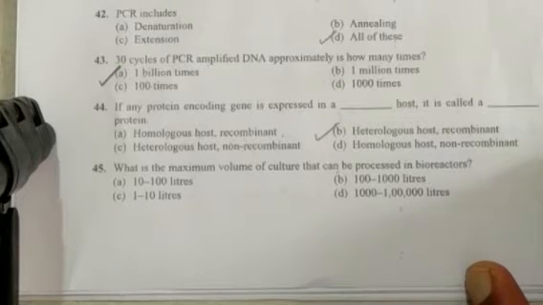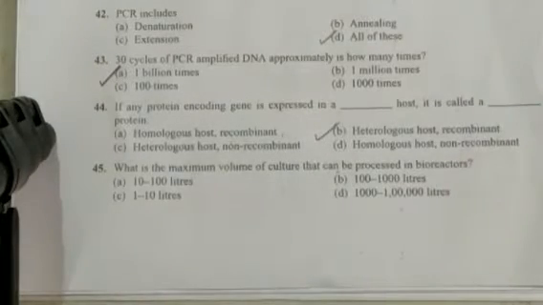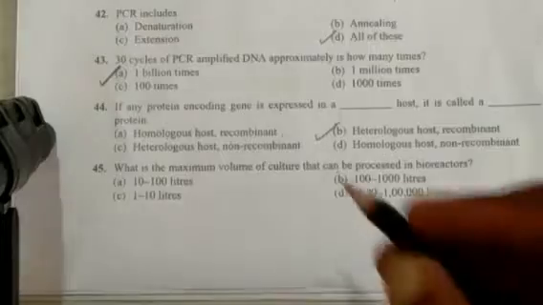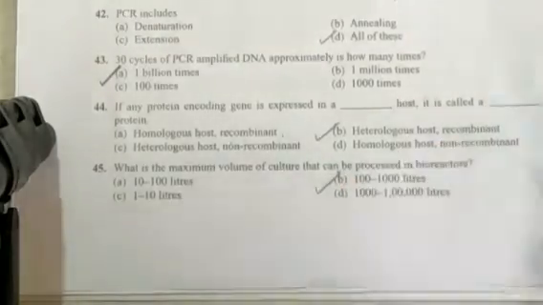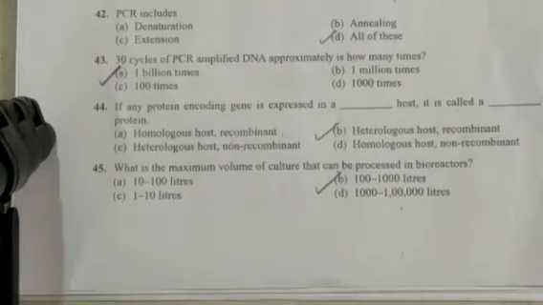Moving on to the next question. What is the maximum volume of culture that can be processed in a bioreactor? He is asking you the volume. This is the very first point we have written in bioreactor. It's a stainless steel tank of 100 to 1000 liters. In our study material also, during explanation also, we have told you the capacity of a bioreactor is 100 to 1000 liters. So option B is the correct answer there.